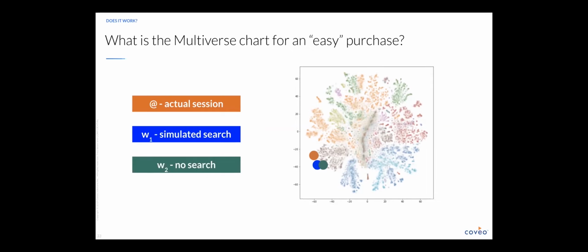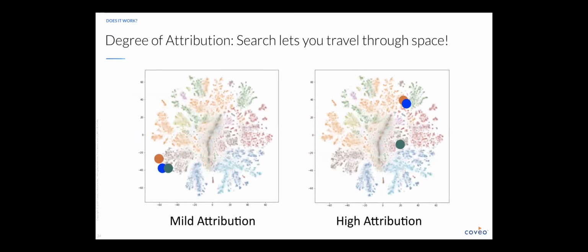Again, attribution comes in degrees, and we're not saying here that search didn't do its job. We're saying here that search was less important than in other cases. You can see here on the left the mild attribution case, the Lakers case, and on the right the high attribution case, which is the basketball case. As you can see, even with the naked eye, it's very easy to distinguish between these two cases.